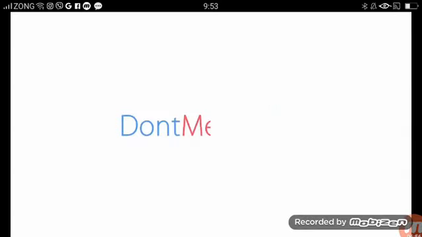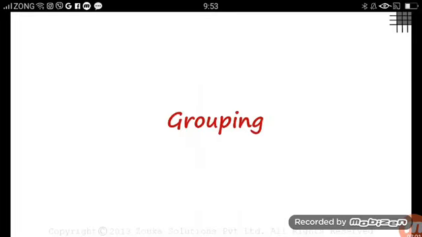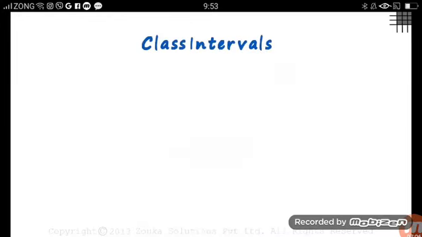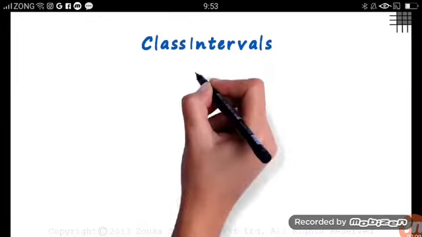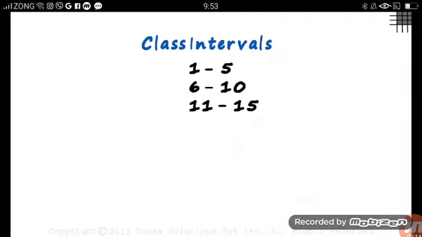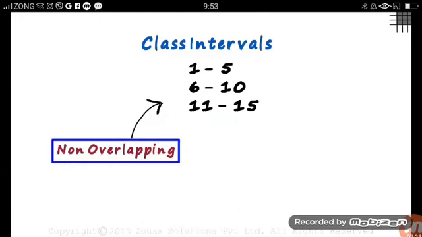Let's have some more explanation of the topic here. Grouping is used when the data we have is very large, and the groups are called class intervals. In one of our examples, we had seen groups like these: 1 to 5, 6 to 10, 11 to 15, and so on. There are a few things we need to know about class intervals. The class intervals should be non-overlapping. It means that the same number cannot be present in two or more groups. One number should belong to just one group.